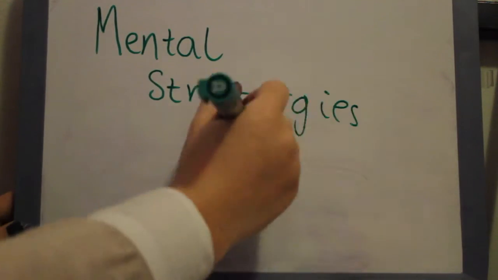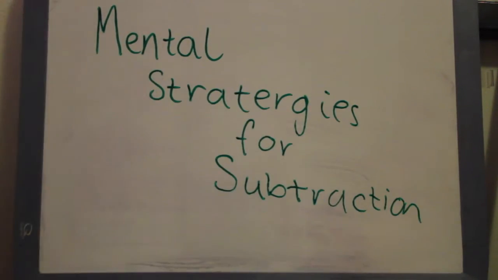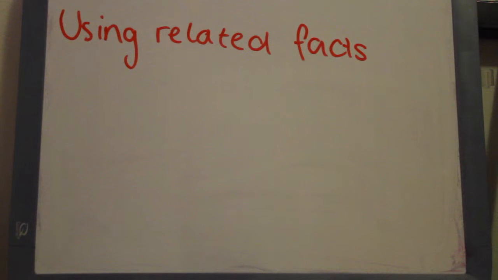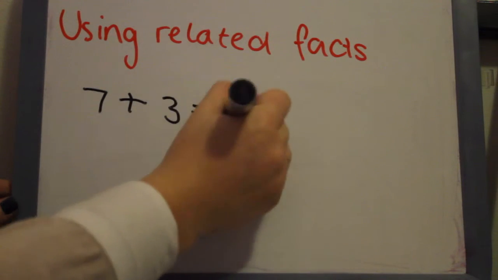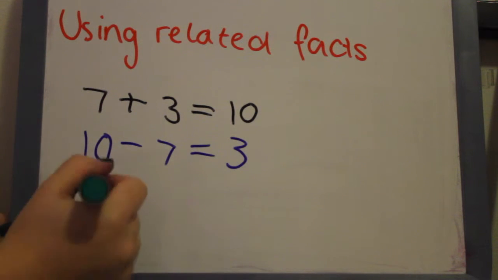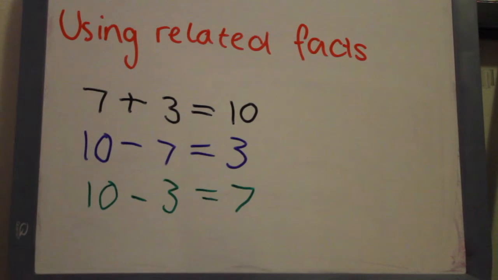Mental strategies for subtraction. Using related facts. Knowing one addition fact means you also know two related subtraction facts. Because 7 plus 3 equals 10, you also know that 10 take away 7 equals 3 and 10 take away 3 equals 7.